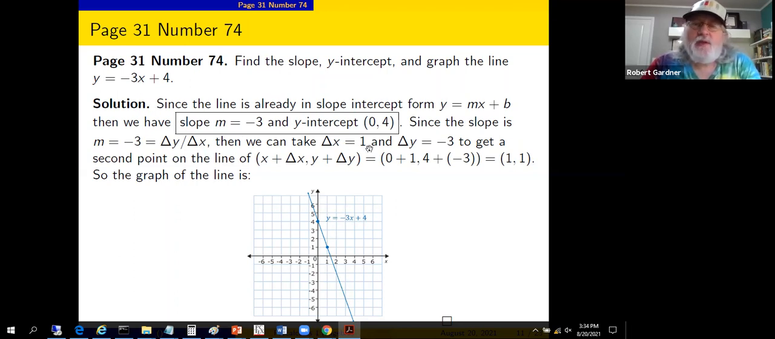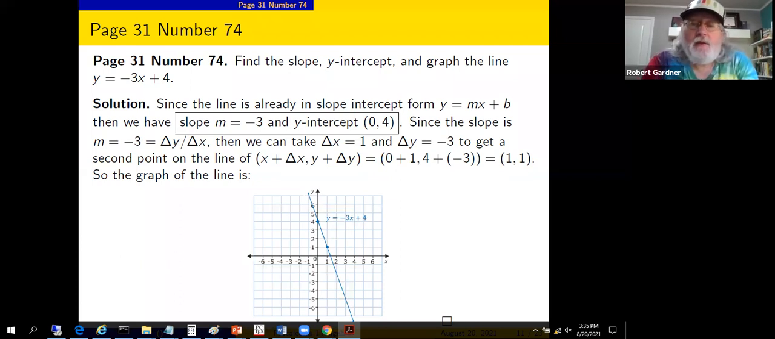Slope is -3. Algebraically, we'll do this as we did upstairs a couple of times. So for another point, we'll take (x plus delta x, y plus delta y). We started at the point (0, 4). Delta x is 1, add 1 to the x value. Delta y is -3, add that to the y value. The 1 and the -3, the 0 and the 4 from the point are here. That gives (1, 1). So the point (1, 1) is also on the line.